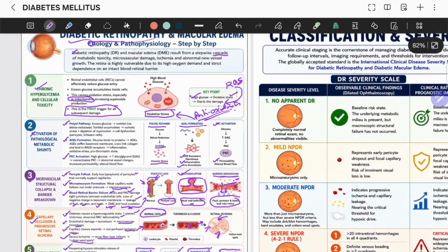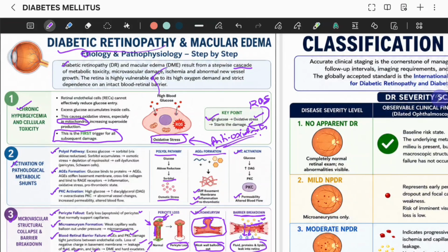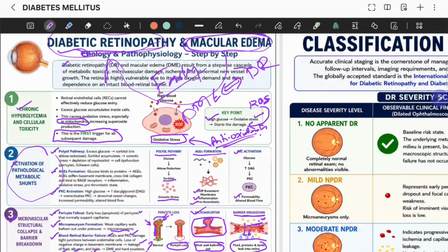One thing to remember is, because the leakage happens early only, that's why diabetic macular edema can occur at any stage of diabetic retinopathy. So this point is important to remember, that DME can occur at any stage of diabetic retinopathy, because leakage happens early. Here itself the leakage happens.